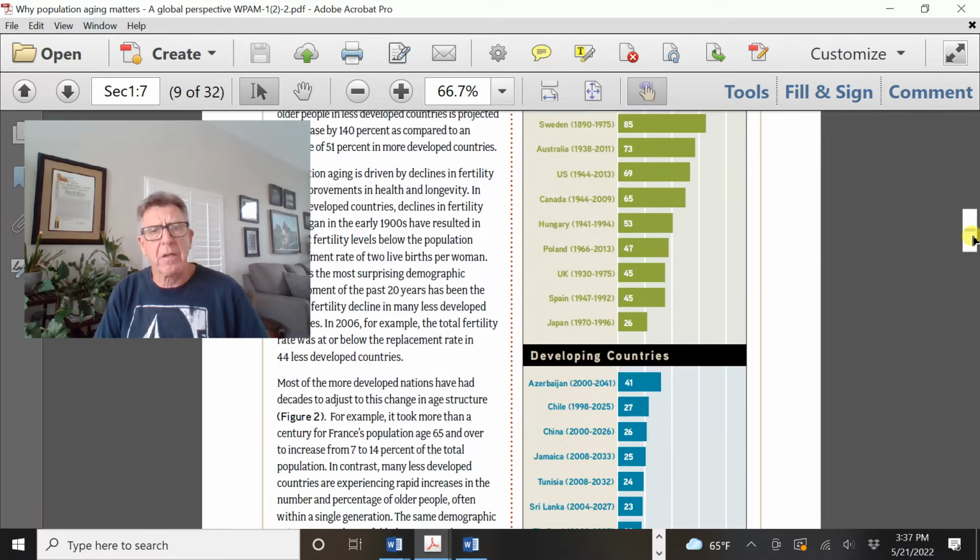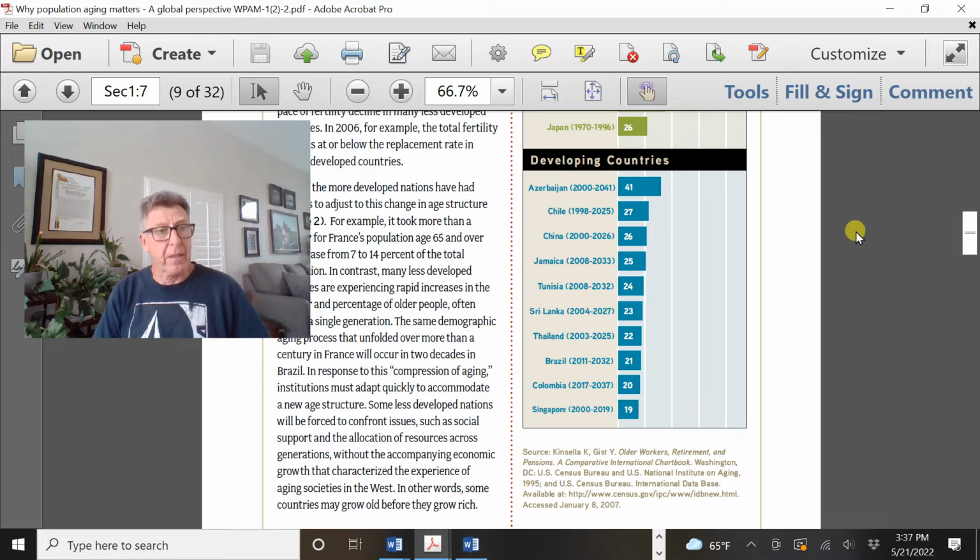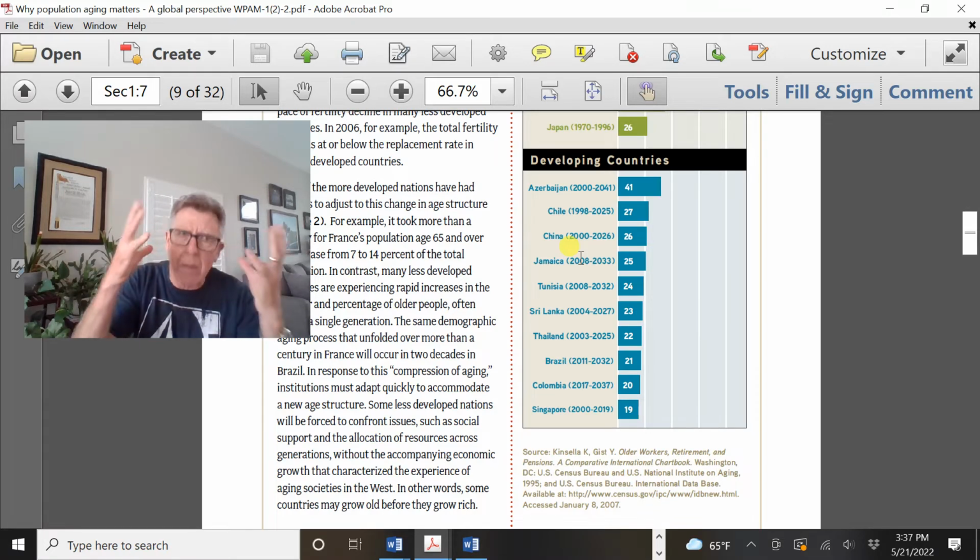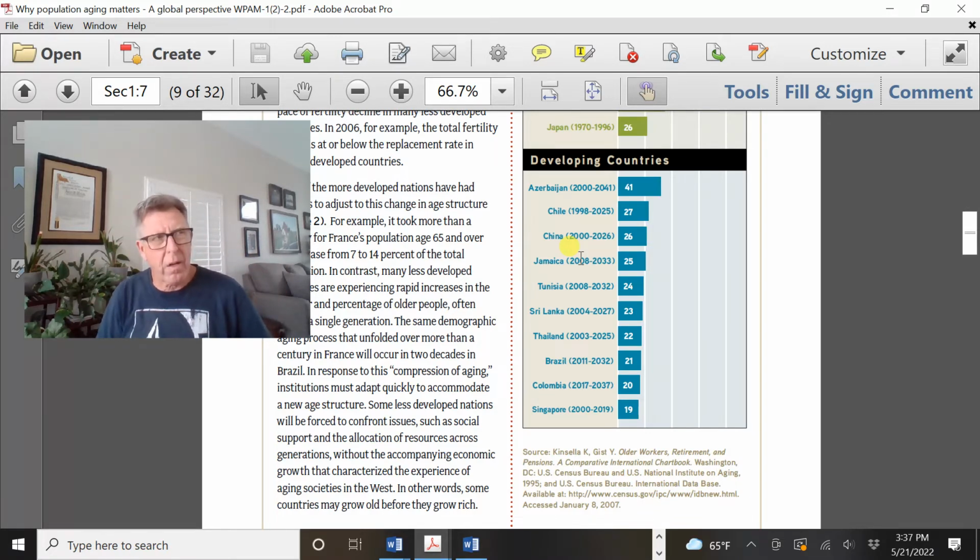Now we can compare that to developing countries that are really, in terms of infrastructure, not ready to handle this. So we can look at Azerbaijan, Chile, and yes, China. China is obviously incredibly modern, but you have to remember there are like 1.6 billion people, so there are large segments in China that are pretty underdeveloped, and that's why they qualify. We have Jamaica, Thailand, Brazil, and what do you see here? We are already there.